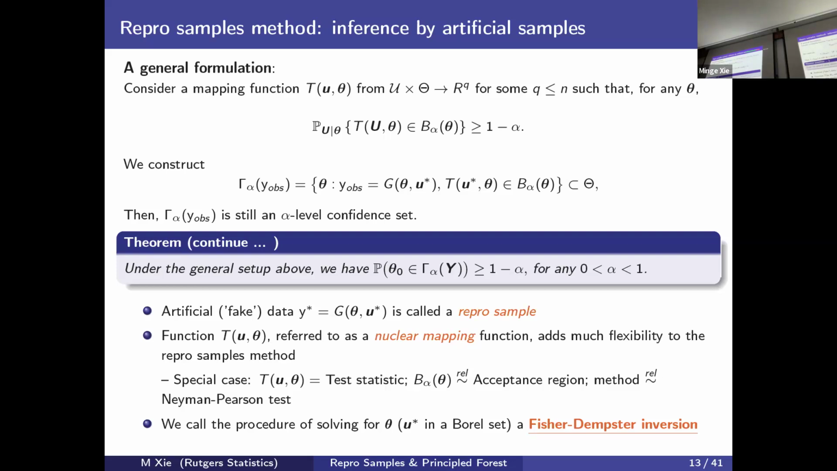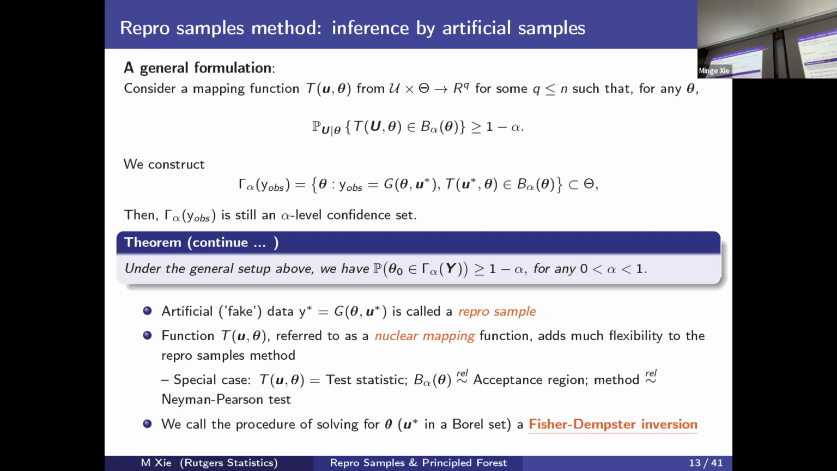It's similar to knockoff, right? And that's how you do the Repro samples method. This nuclear mapping function actually has a connection to the test statistic. When we choose it as a test statistic, this is very close to Neyman-Pearson. The Borel set corresponds to the acceptance region, and the method is very related to the Neyman-Pearson test. So you can see that connection.